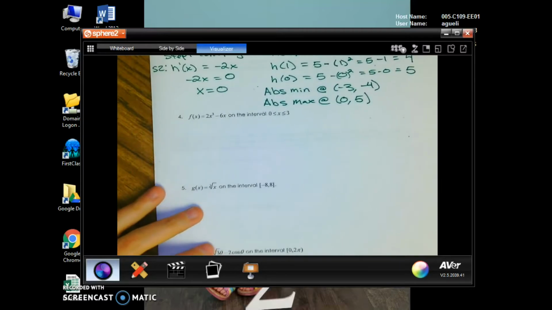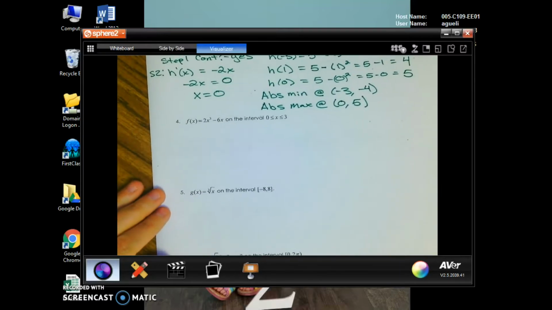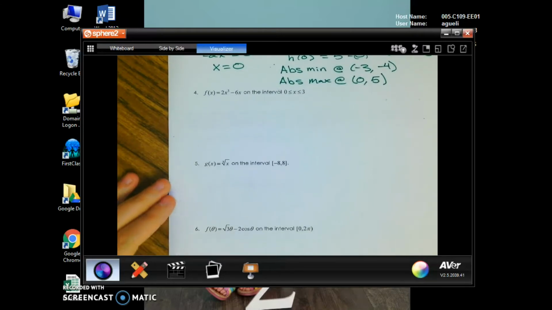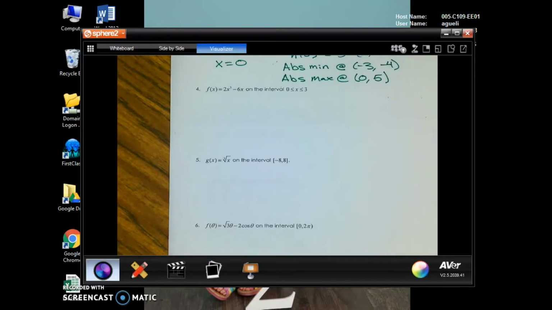Okay, so just make sure. They might also say, at what point does the extreme occur? So just make sure you're answering the question. If they just want the max or min, that's the y value. But if they're asking you for the point, then you can think of that as the x and the y put together.